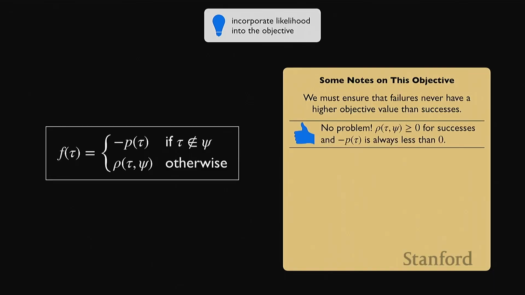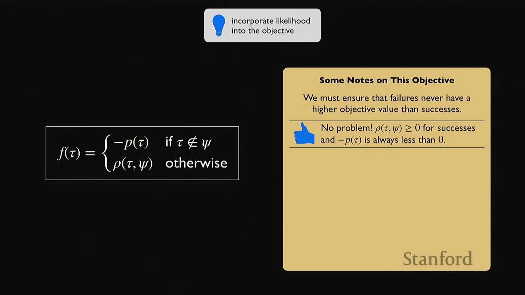But you might be thinking, okay, no problem, because when we do have a success trajectory, we know that the robustness is greater than 0. And so in this case where we have a success trajectory, we just return the robustness. So successes are always going to have positive objective values. And then the negative likelihood, which is what we return when it's a failure, well, since probability density always has to be positive, this is always going to be negative. So this is always going to be less than 0. So it seems like we're good to go.